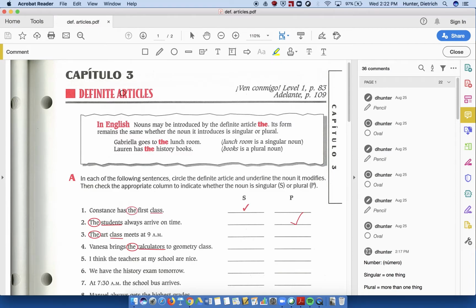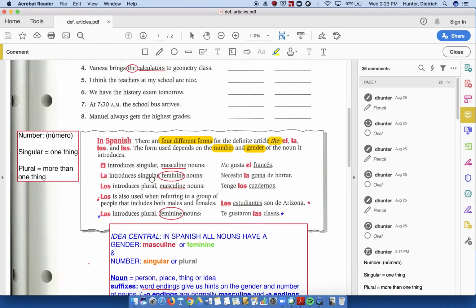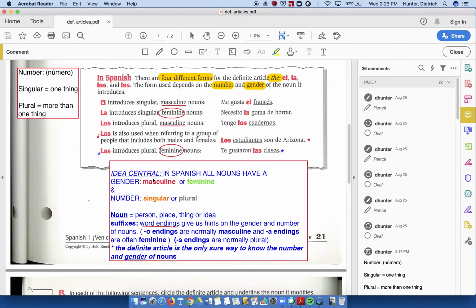Hoy vamos a aprender, we're going to learn about definite articles. In English, nouns may be introduced by the definite article the. We can see here it says Gabriel goes to the lunchroom. Lunchroom being the noun, the being the definite article. Lauren has the history books. Books being the noun, the being the definite article. As we come down here, we can see the class, the students, the class, the calculators. Today we'll be looking at a couple different ideas in relation to definite article.